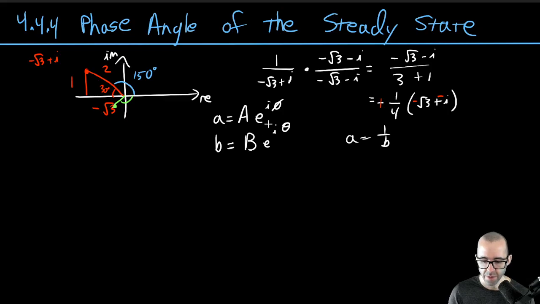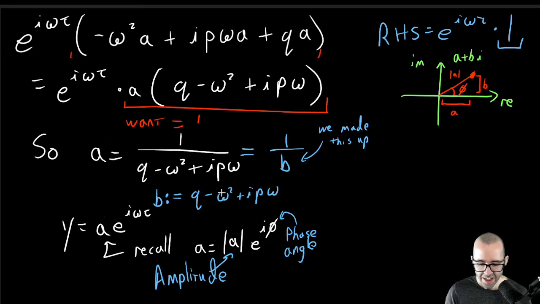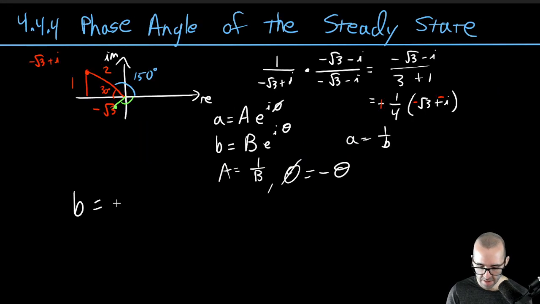Well, we know the relationship between all these things. The amplitude is just going to be 1 over the amplitude of B, which we already found out before. And the phase angle is really just going to be the opposite of B's phase angle. So if I want to find the phase angle of the steady state, all I need to do is to find the angle of B and take the negative. So what was B? If you remember, B, I don't remember. B was Q minus omega squared plus i times P omega.